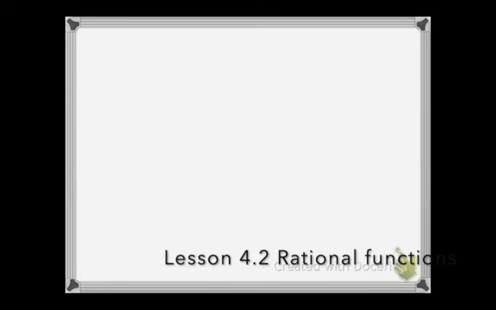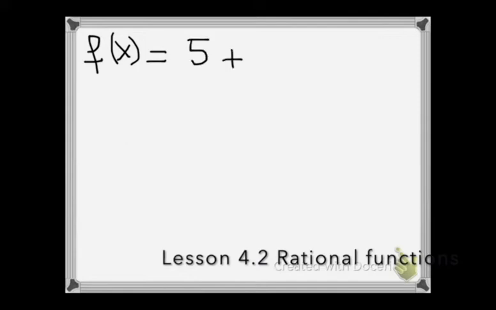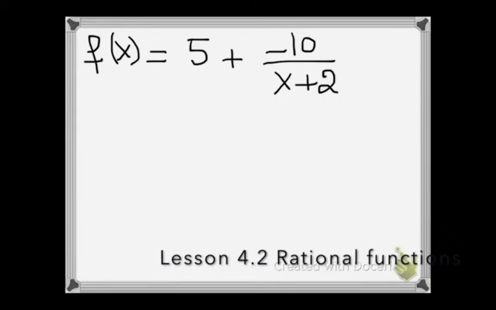The final answer will be f of x equals the answer that we got on the top, which is 5, plus the remainder, which is minus 10, divided by x plus 2. So this is our final answer. Now the question is, referring to this final answer, is it easy to find the horizontal asymptote? And is it easy to find the vertical asymptote?